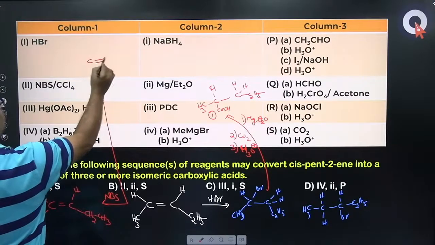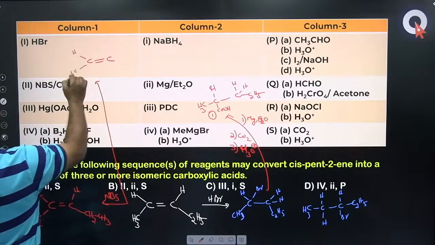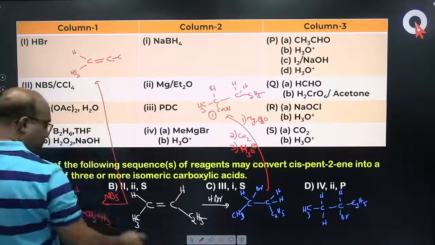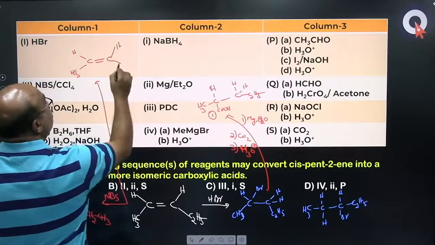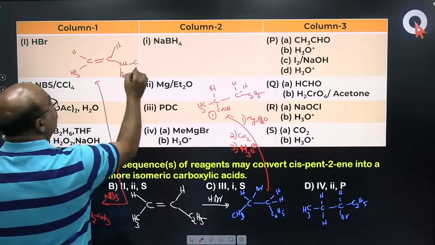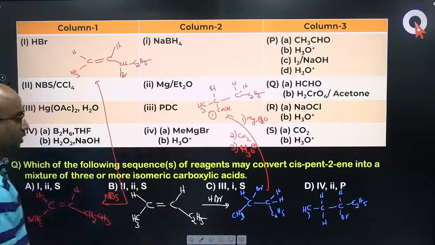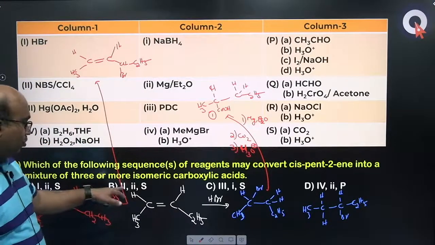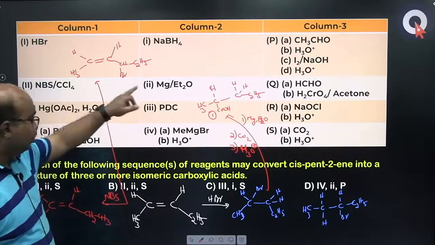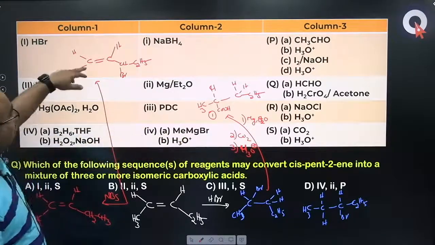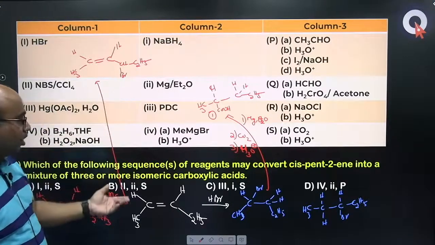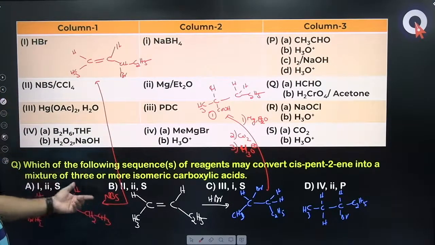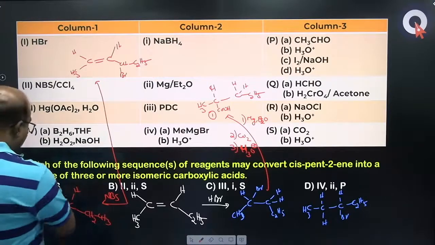So just write one more product here. C double bond C, H, CH3, H, CHBr, C2H5. Okay? So what are the possibilities? Next reaction. So this will convert into halide, this will convert into halide, this will be CH2COOH, this is CH2. So 2 or more you can get carboxylic acids. So this also can be correct. Clear? So these 2 are correct here in this case.